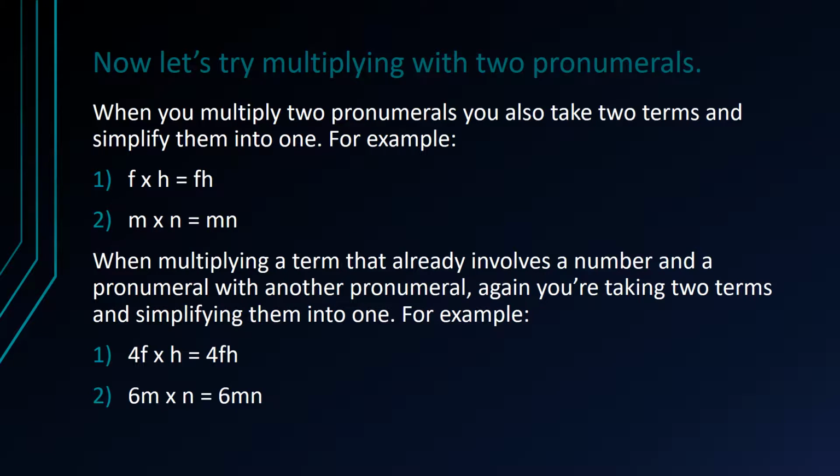Now let's try multiplying with two pronumerals. When you multiply two pronumerals, you also take two terms and simplify them into one. For example, f times h becomes fh, and m times n becomes mn. When multiplying a term that already involves a number and a pronumeral with another pronumeral, again, you're taking two terms and simplifying them into one. For example, 4f times h simply becomes 4fh, and 6m times n becomes 6mn.